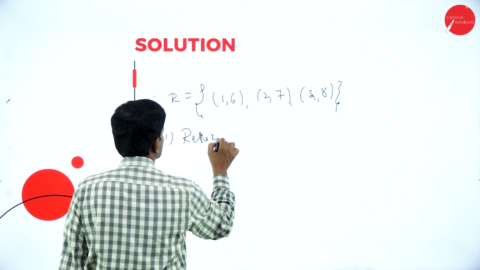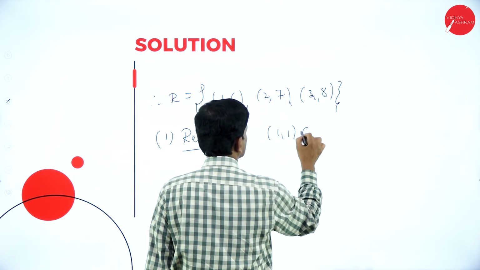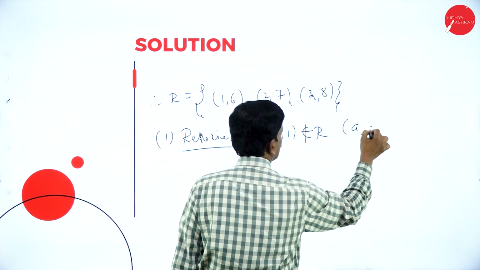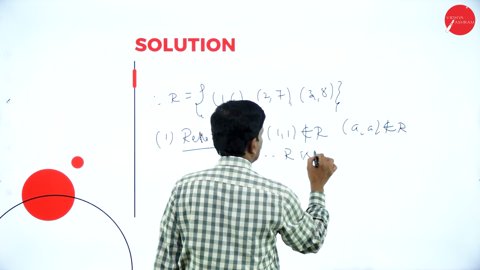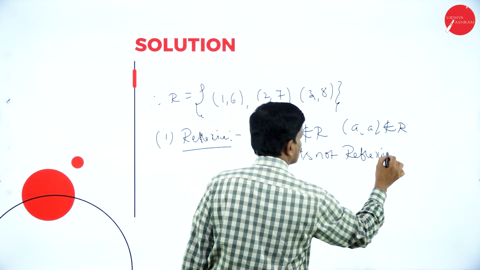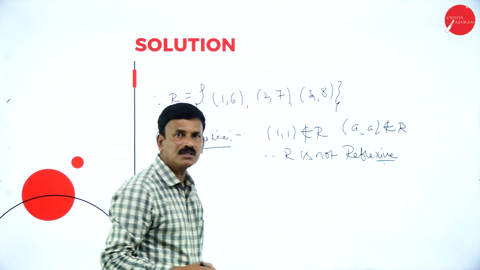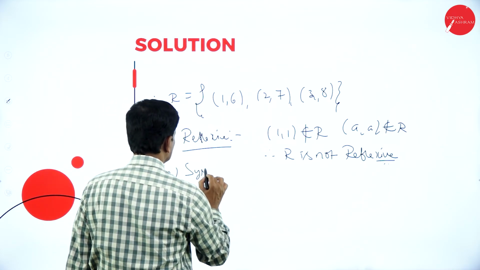Reflexive. So here (1, 1) and (2, 2) do not belong to R. (a, a) does not belong to R. Therefore R is not reflexive. Now the second one, symmetric.